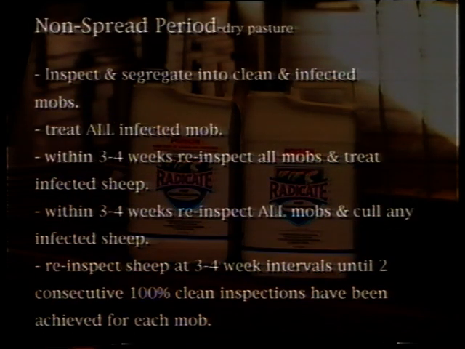During a non-spread period, where pastures have dried off, a typical treatment program would be inspect and segregate into clean and infected mobs. Treat all infected mob. Within 3 to 4 weeks, re-inspect all mobs and treat infected sheep. Within 3 to 4 weeks, re-inspect all mobs and cull any infected sheep. Re-inspect sheep at 3 to 4 week intervals until two consecutive 100% clean inspections have been achieved for each mob.